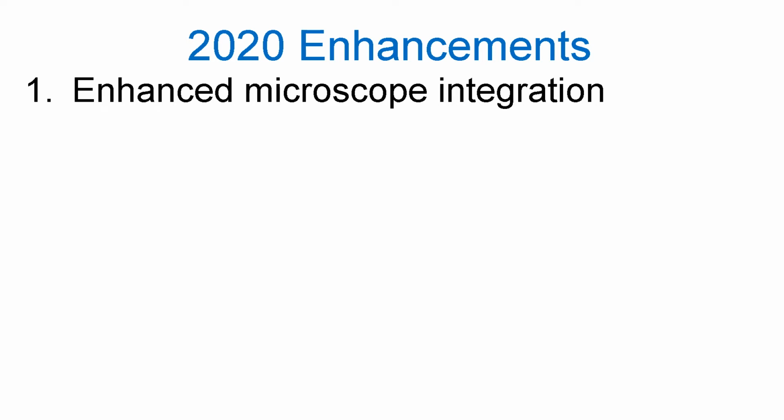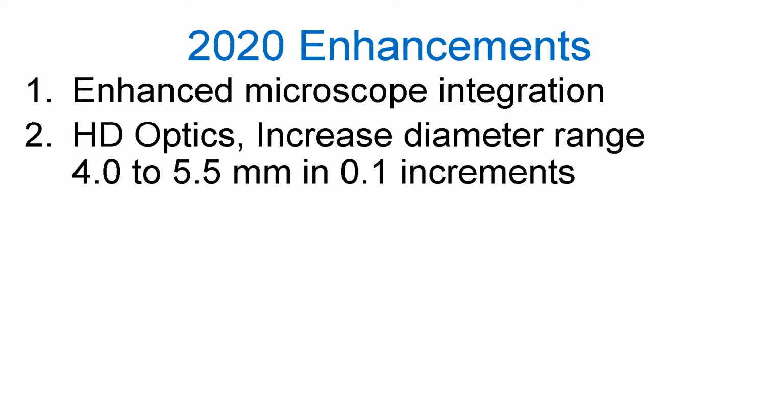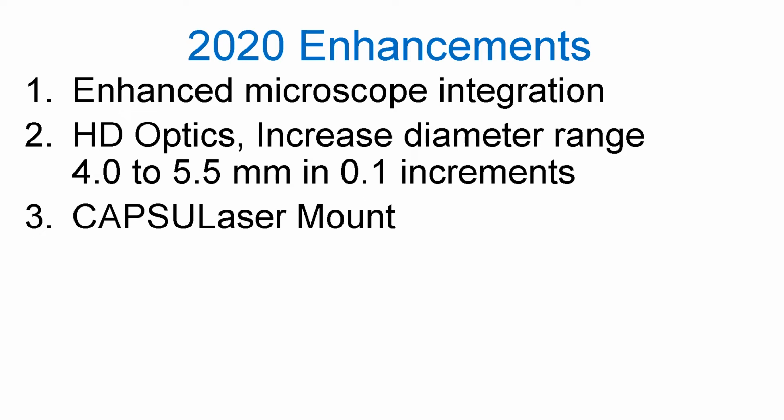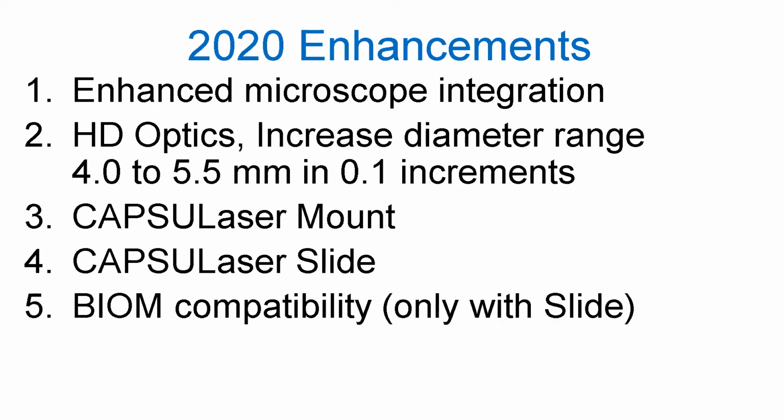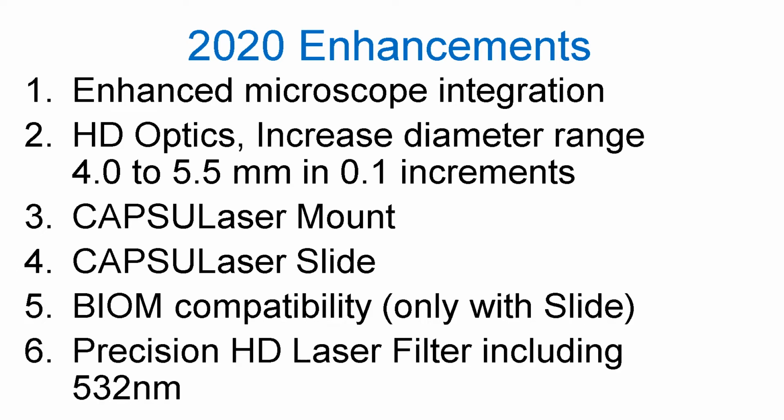The development of CAPSULaser has always been work in progress, so I'm now going to share with you some of the enhancements over the last couple of years. There has been enhanced microscope integration. The HD optics increase the diameter range from 4 to 5.5 millimeters in 0.1 millimeter increments. There's a better CAPSULaser mount. There's also a slide for the CAPSULaser to move it out of the way. There's now BIOM compatibility when the slide is present on the microscope. And there's also precision HD laser filters, including 532 nanometers. Let's have a look at these now in more detail.